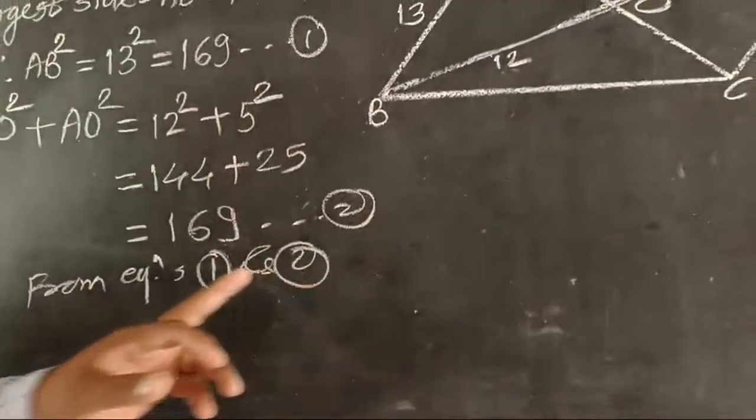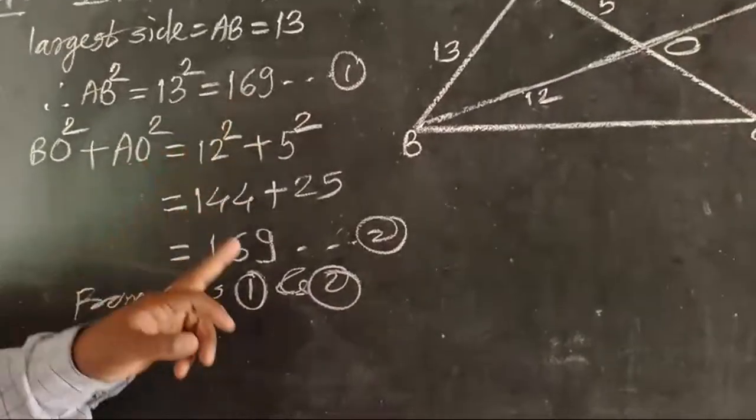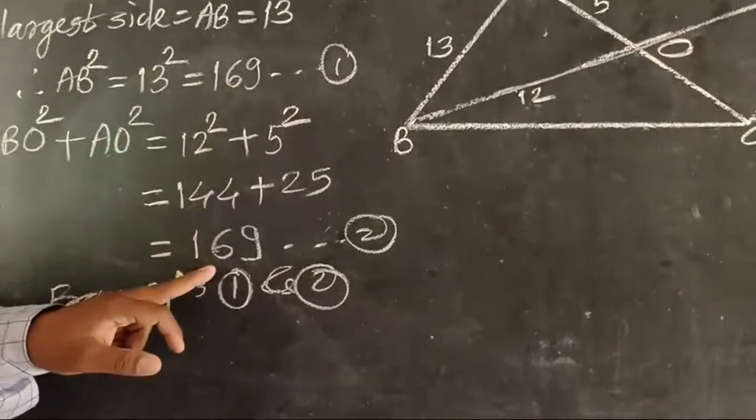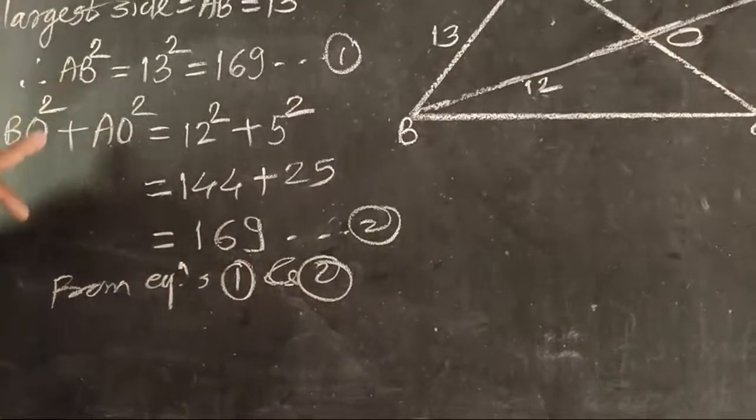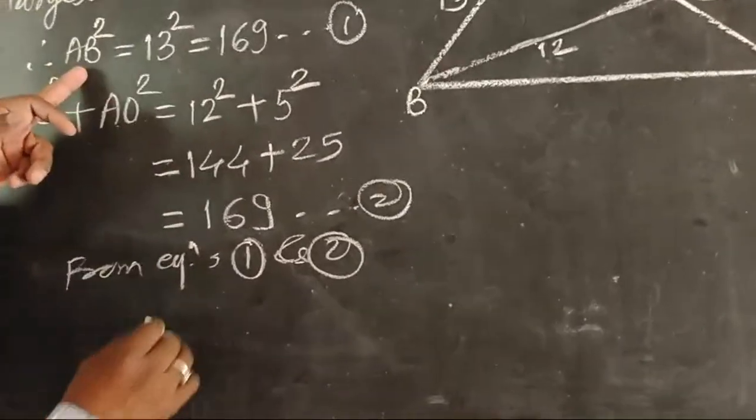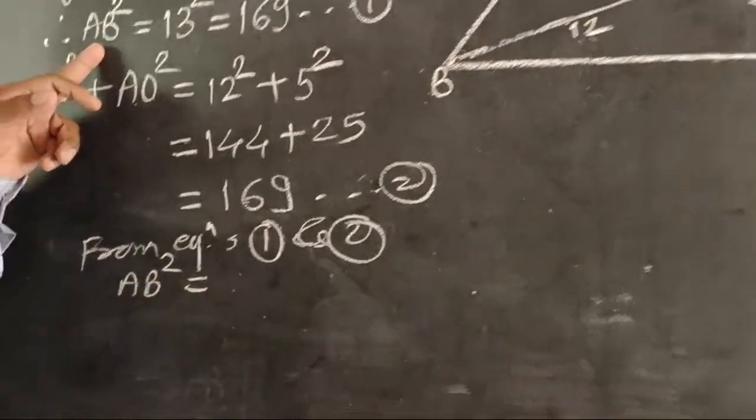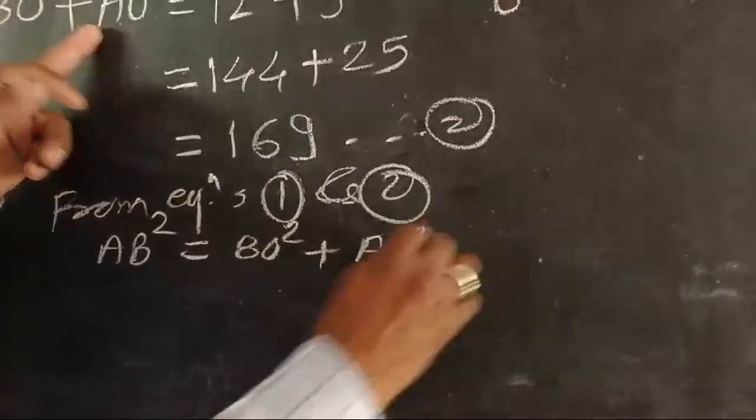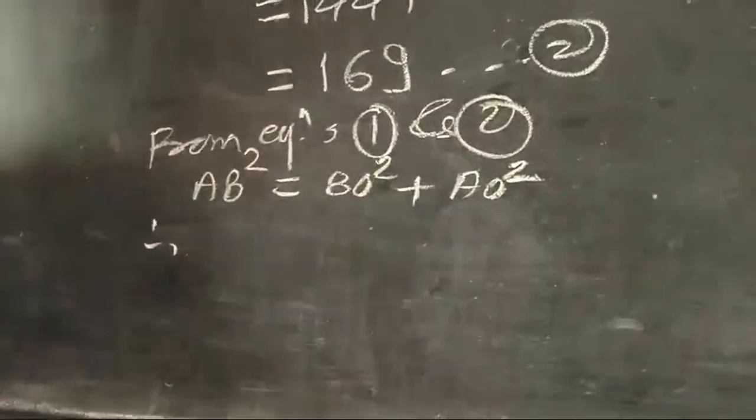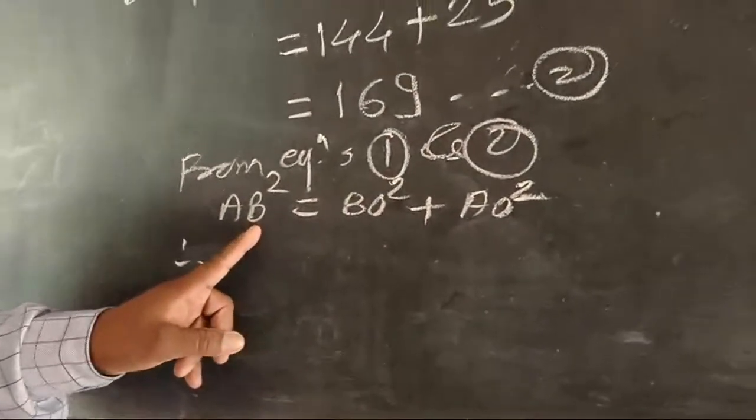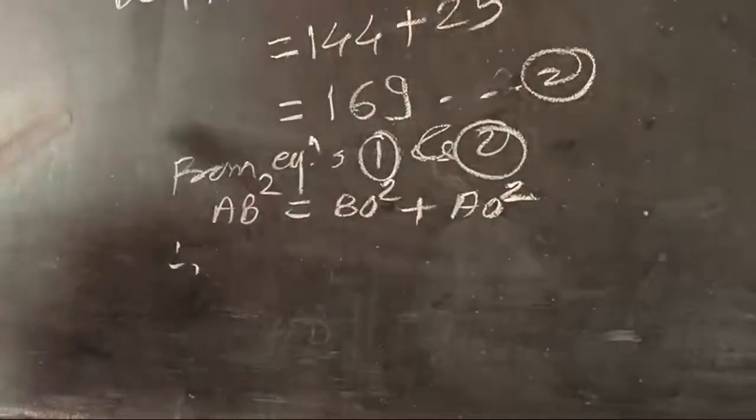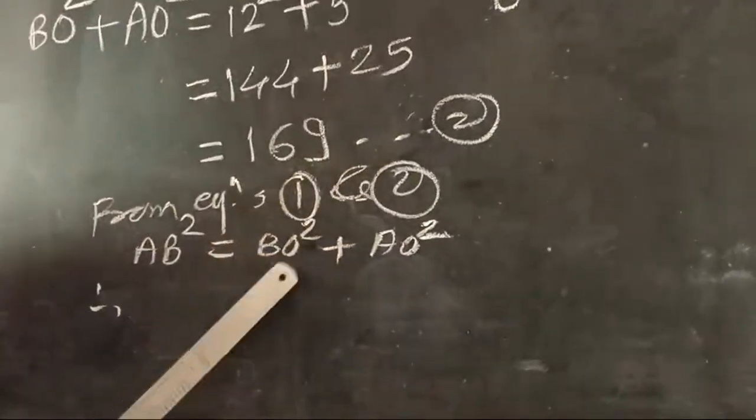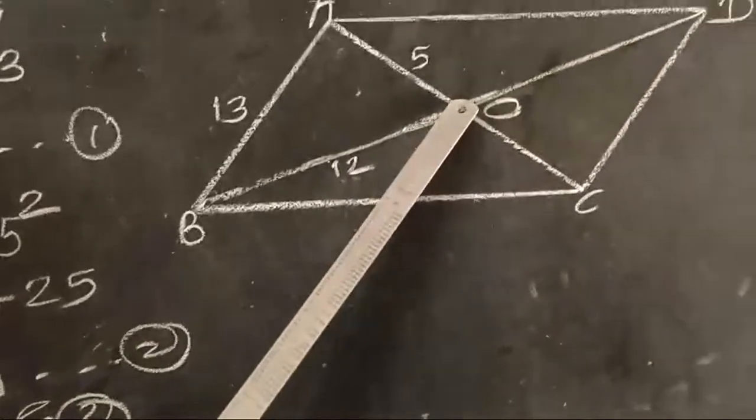From equations 1 and 2, this is the right side. The right side is similar, therefore the left side is similar. That is, AB square is equal to BO square plus AO square. Yes. Here, AB square is equal to BO square plus AO square.